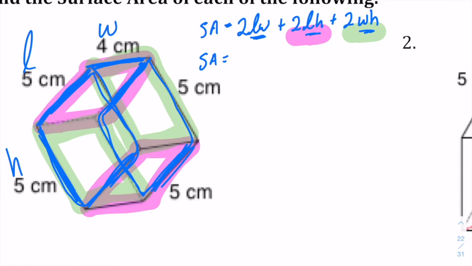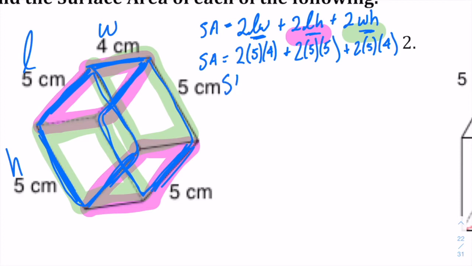So if we're doing 2 length width, so that's 2, and as I labeled it, 5 times 4, plus 2 length height. So length and height, that's both 5, so 5 times 5. And then 2 width height, well, that's another 5 times 4. Okay, so surface area, then from this first, that's 20 times 2 is 40. This is 25 times 2 is 50. And 20 times 2 is 40.